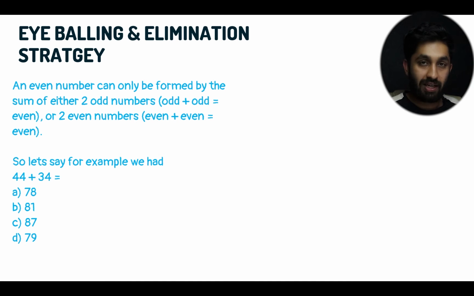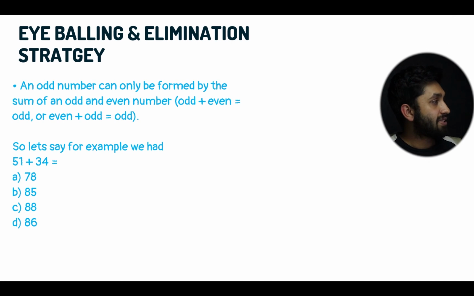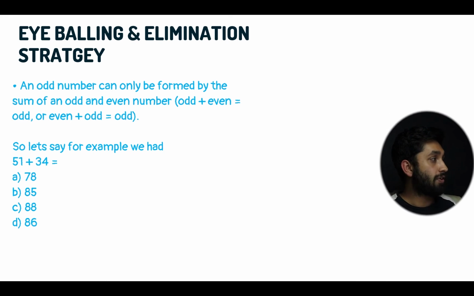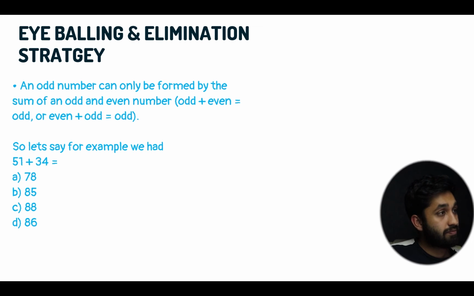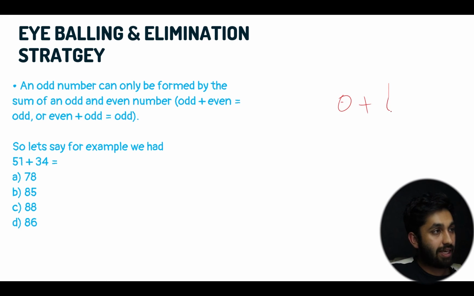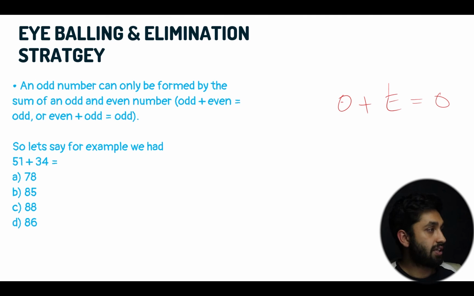Rule number 1 to make an even number: odd plus an odd gives you even, and even plus an even gives you an even number. Okay, so odd numbers can only be formed by the sum of an odd and an even number. So odd plus even gives you an odd number, or even plus odd, both the same thing. So when one of them is odd and one of them is even, that will give you an odd answer.